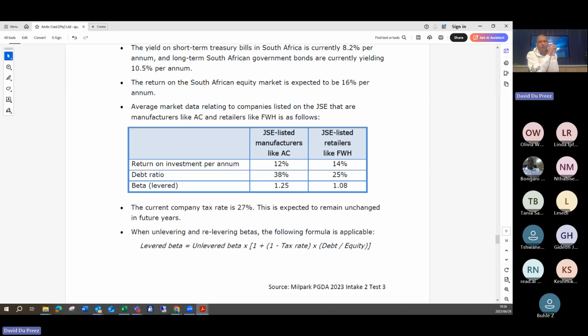So the beta is your risk associated with the entity. Now, in this case, you would have had the formula, which is your risk-free rate, and you'd have had the market premium. And now you don't know which beta to use. You've got a beta of 1.25 and a beta of 1.08 that is given to you, which is a levered beta. They're giving it for JSE listed manufacturers like AC, and for JSE listed retailers like FWH. Which one would you start with?